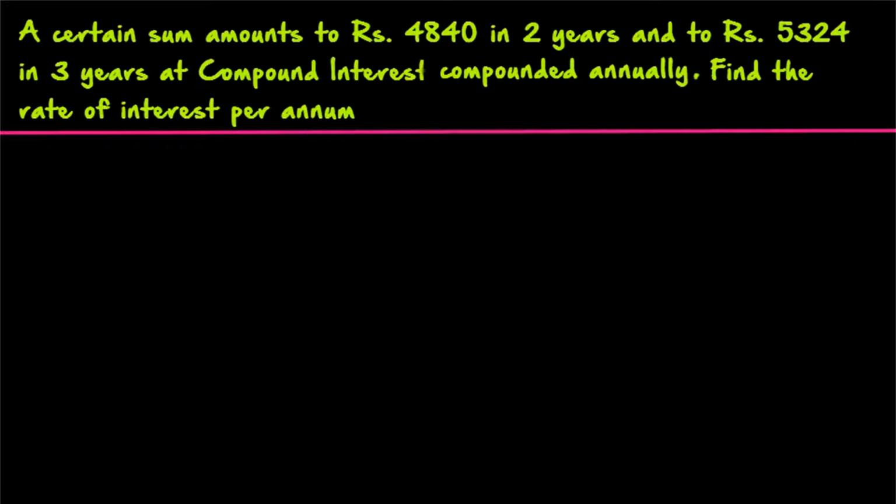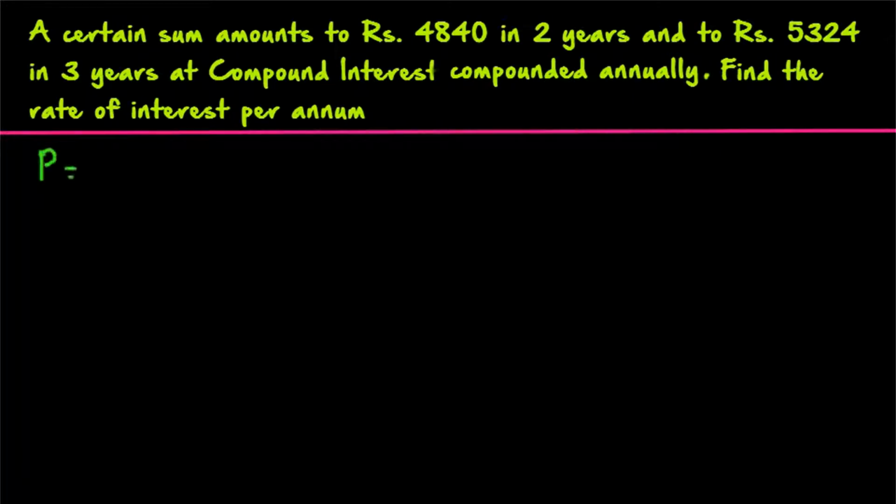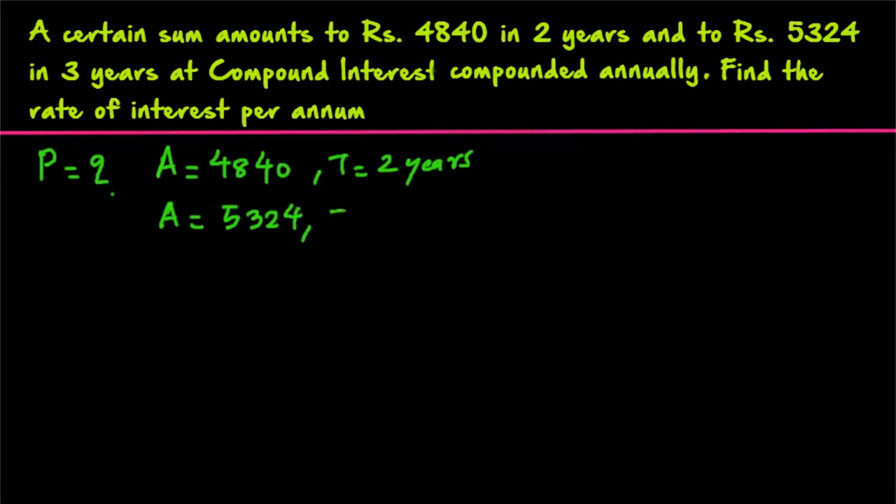So what's the given question? We don't know the principal. So a certain amount is a certain sum. The principal is amounting to rupees 4,840 in a time duration of 2 years, and the same principal is amounting to rupees 5,324 in a time period of 3 years. So this is the given information. We have to find out the rate of interest per annum. R is the unknown. R is what we have to find out.